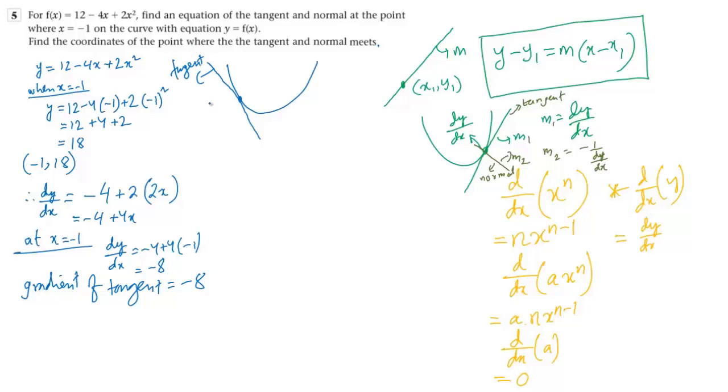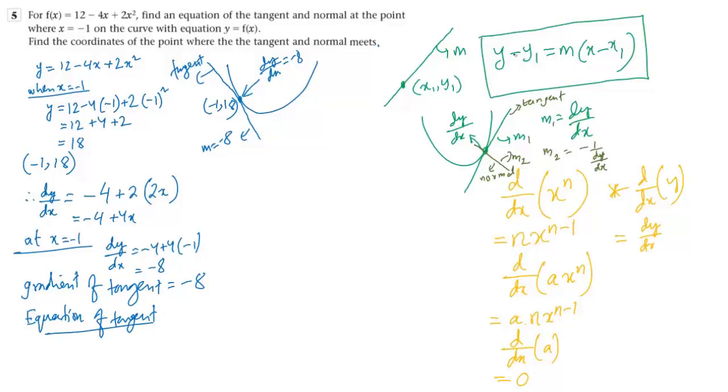So this is the tangent line. This is the point, and the gradient of the curve at that point is dy/dx. And the gradient of the tangent line is throughout minus 8. Remember, a line has a fixed gradient. A curve is like a valley or a mountain: different points, different types of slope.